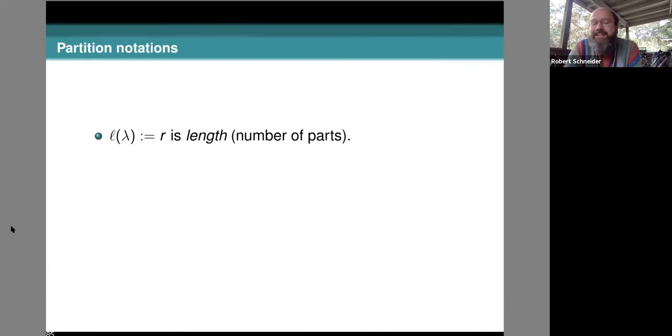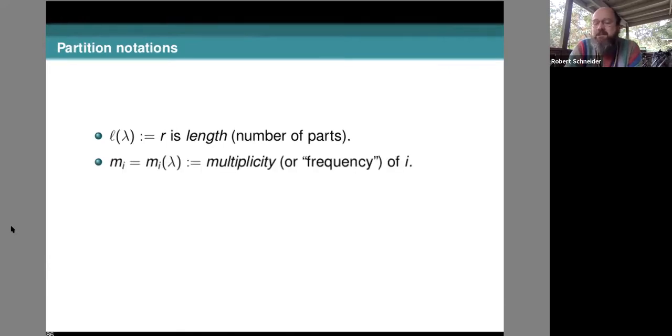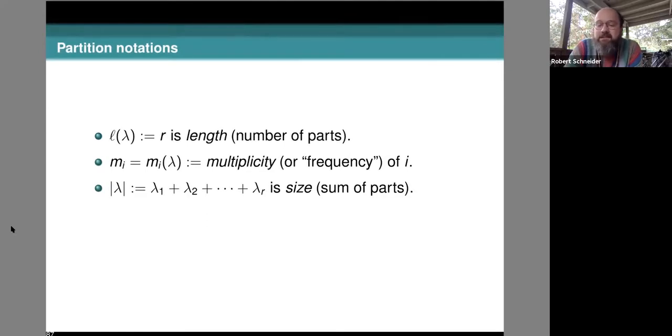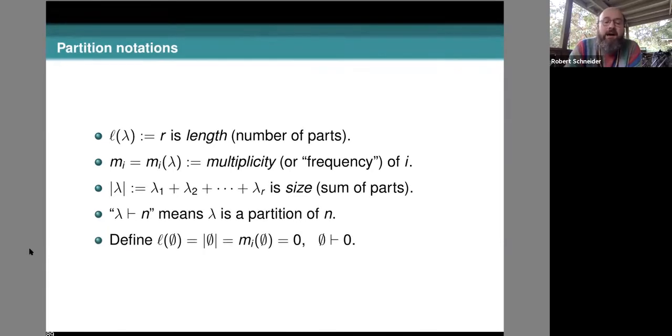Backslash ELL is the length or number of parts. This is the multiplicity or the frequency of the particular part of a partition. Here we have the size or the sum of the parts, the thing that the partition is a partition of. This notation means lambda is a partition of n. So for instance, if we were summing over these objects, this would mean the set of partitions of n. And on the empty partition, all of our statistics equal 0. Well, that's not exactly true, but of this set of statistics.